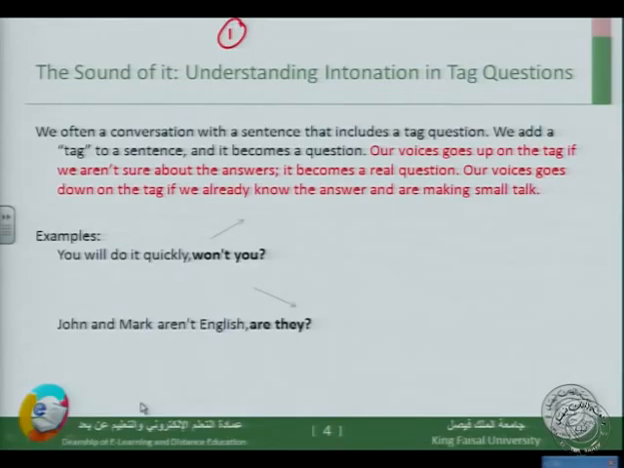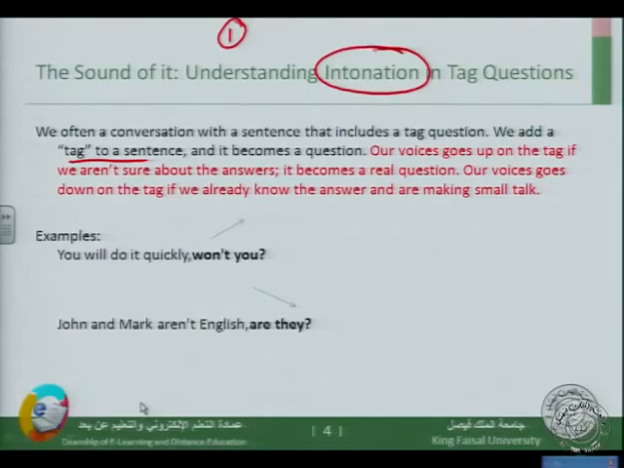First of all, in our chapter 1, we have talked about the sound of it and how to understand intonation, التنغيم, in tag questions, right? Often in a conversation, with a sentence that includes a tag question, we add a tag to a sentence and it becomes a question. So in a conversation we often use sentences that may consist of a tag question.